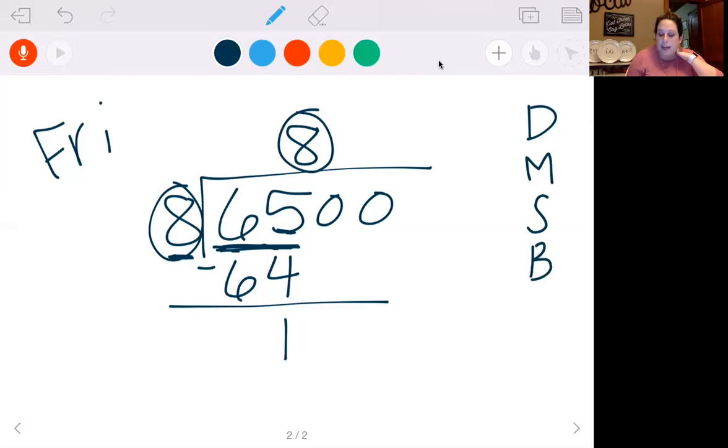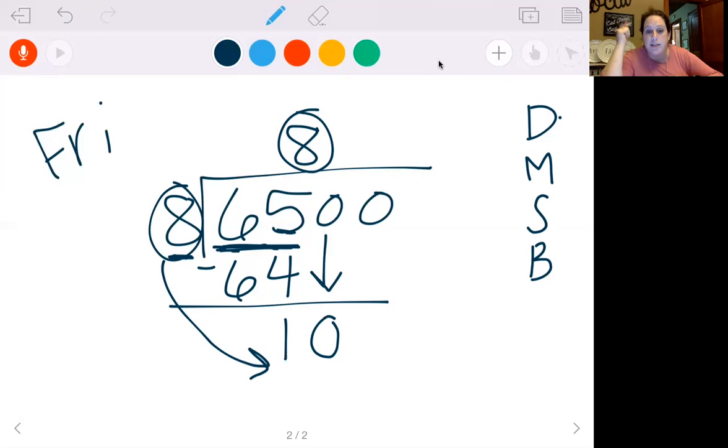Now we need to bring down. Always, always draw your arrow when you're bringing a number down. So we bring that 0 down. Now it's time to divide again. This time I'm going to divide 8 into 10. So I think to myself, how many times does 8 go into 10? What I'm thinking of is what times 8 gives me close to 10?